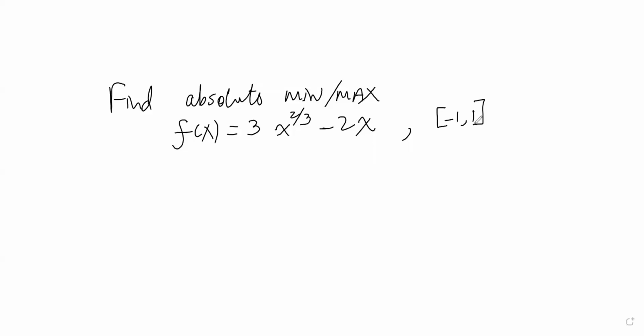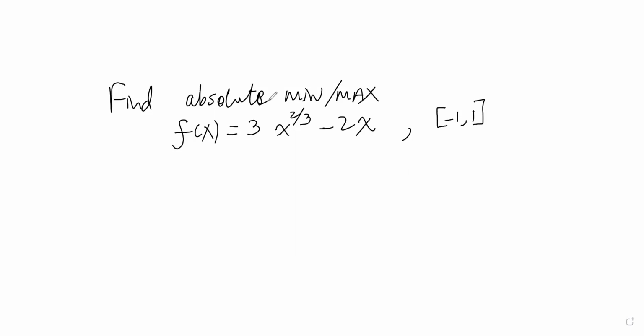Okay, so now to find the absolute minimum or maximum over this closed interval, which the extreme value theorem guarantees, a continuous function over a closed interval is going to have both, right? Both minimum and maximum. So I'm going to find the critical numbers first to start with.